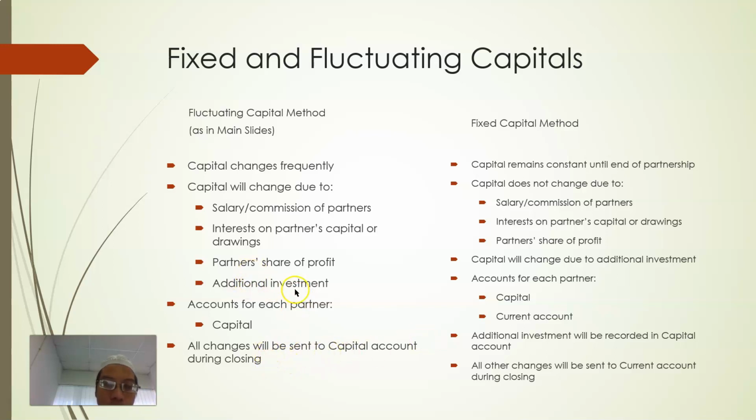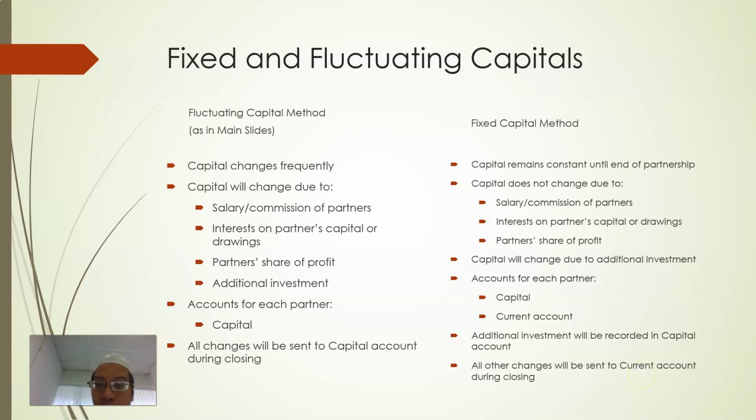Okay, but for additional investment, it will not be sent during the closing, but it will be credited into the capital account at the time of investment. But for the other items, salary, interest, and share of profit, those will be sent to the capital account at the closing date of the business or of the year. However, under the fixed capital method, all of these types of changes, the 3 changes, will be sent to the current account instead of the capital account.